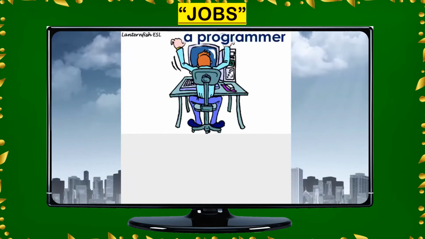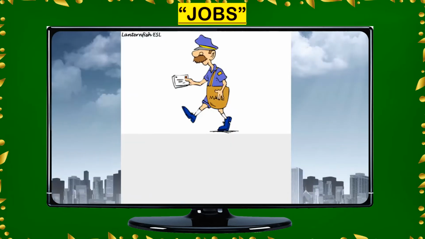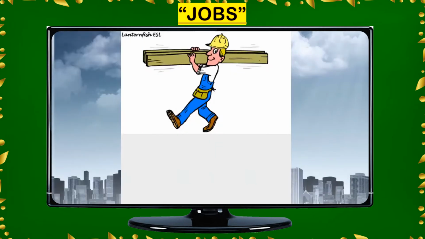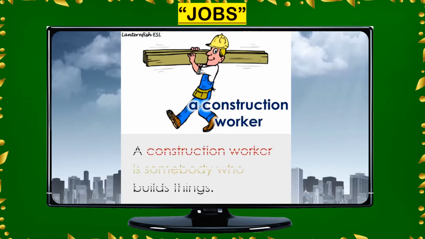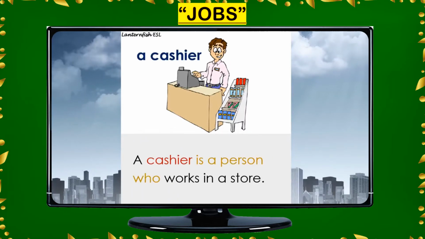A programmer. A programmer is a person who makes computer programs. A mail carrier. A mail carrier is someone who delivers mail. A construction worker. A construction worker is somebody who builds things. A cashier. A cashier is a person who works in a store.